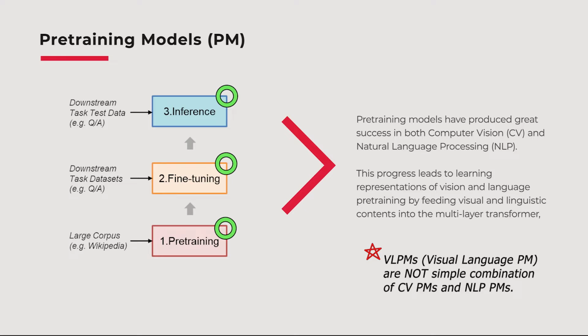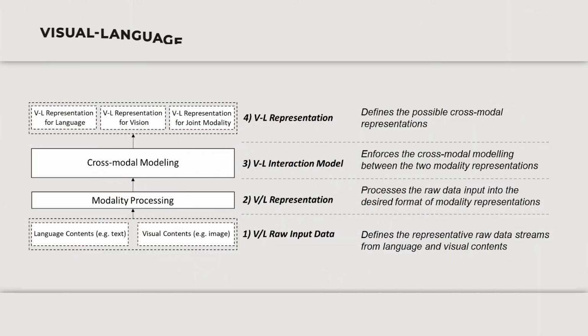VLPM is not a direct and simple combination of CV and NLP pre-training models. To present the review in a structured way, we generalized the VLPM into four major components. First, VRL raw input data, which defines the representative raw data streams from the single modality contents, being either vision or language. Second, VRL representation, which processes the raw data input into the desired format of modality representations.